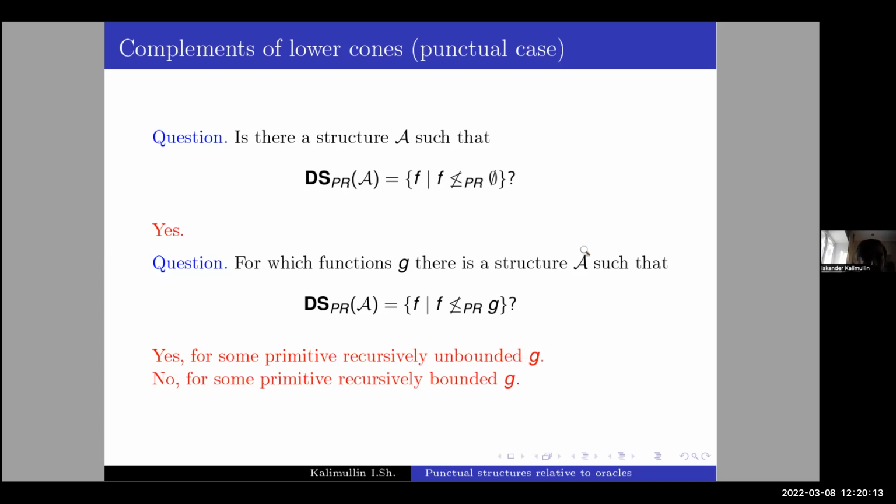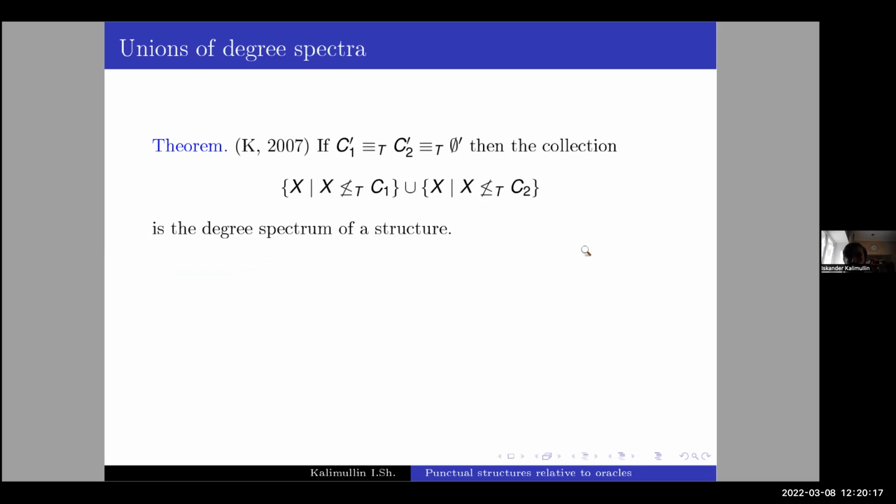And I must finish. I'm finishing. It's the last slide, showing that in the complements of the degree spectrum, punctual and Turing degrees, it's possible that one degree spectrum is a union of two different degree spectra, incomparable degree spectra. So for example, in the Turing case, it's my result from 2007. If we take low sets C1, C2, then the union of the complements of lower cones is the degree spectrum of a structure, and it is a join of two other structures. So computing one specific structure is equivalent to computing another structure, one structure and another structure.